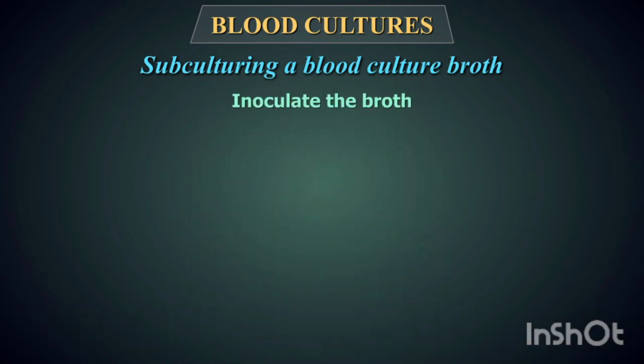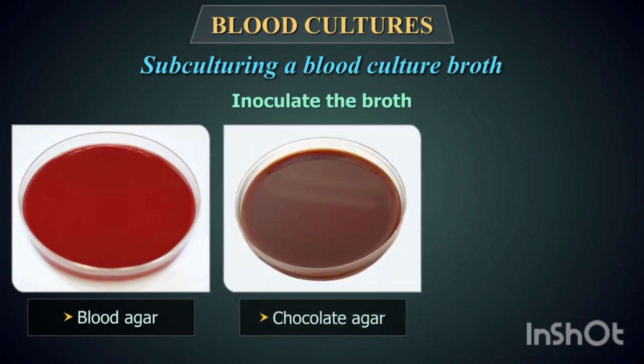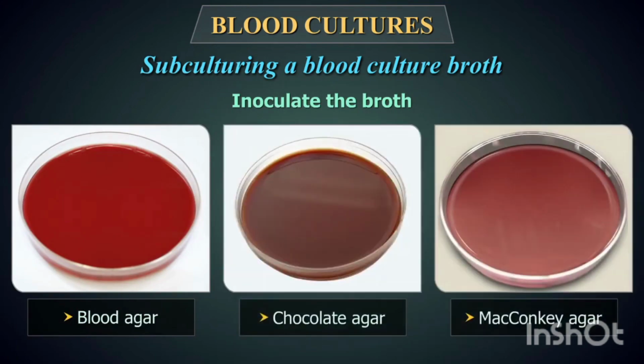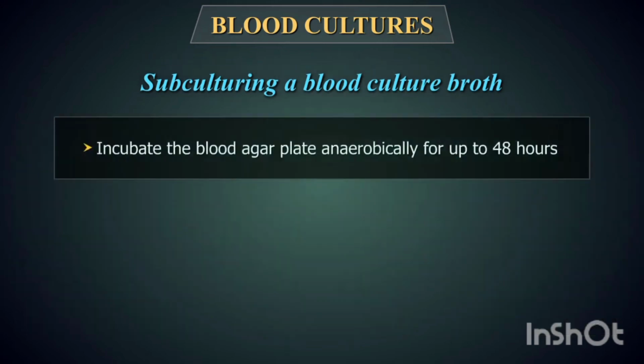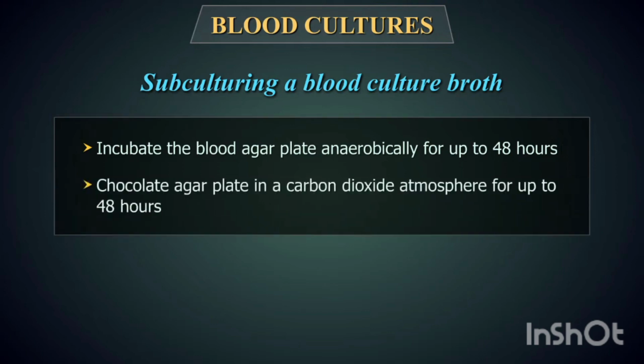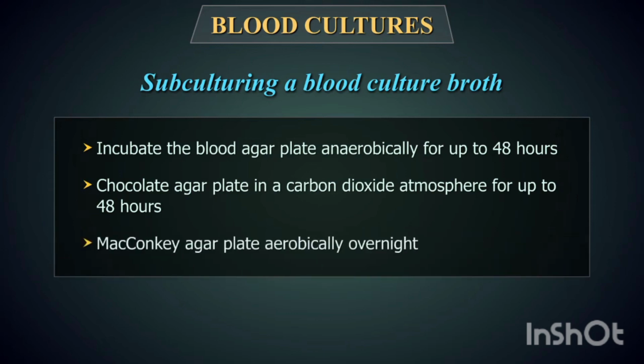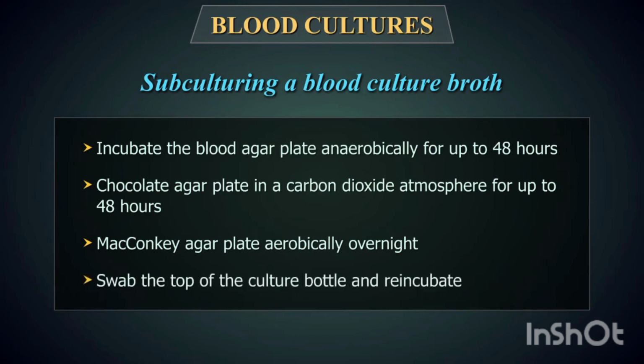Inoculate the broth on blood agar, chocolate agar, and MacConkey agar, and use the streak plate method. Incubate the blood agar plate anaerobically for up to 48 hours, the chocolate agar plate in a carbon dioxide atmosphere for up to 48 hours, and the MacConkey agar plate aerobically overnight. Swab the top of the culture bottle and re-incubate.